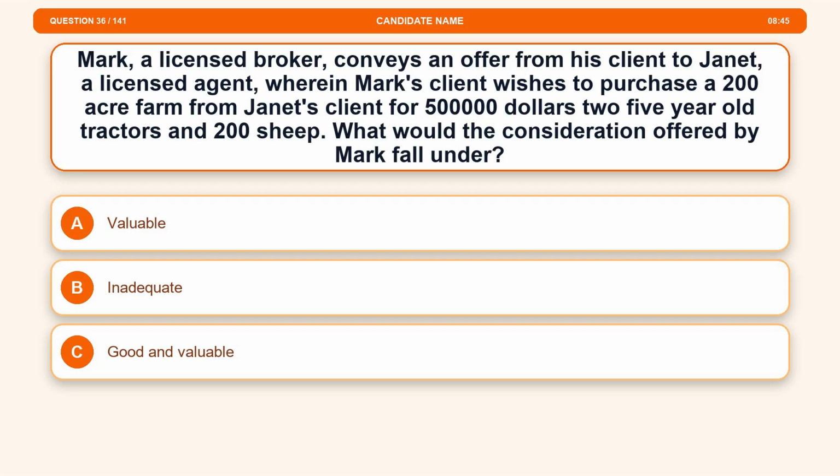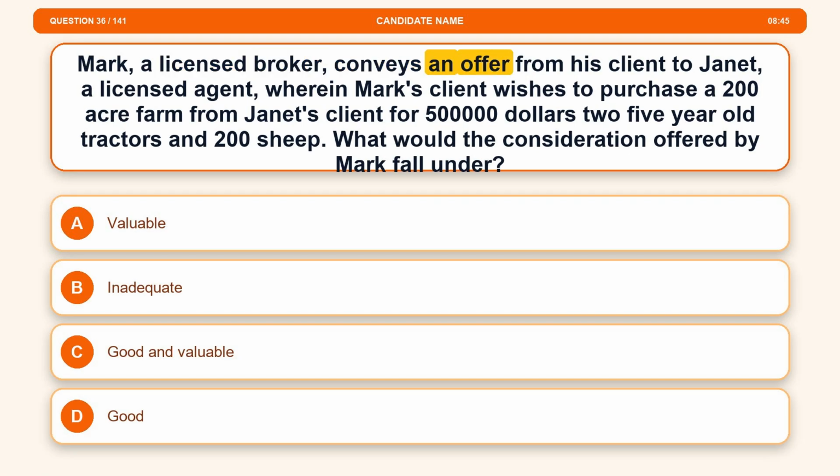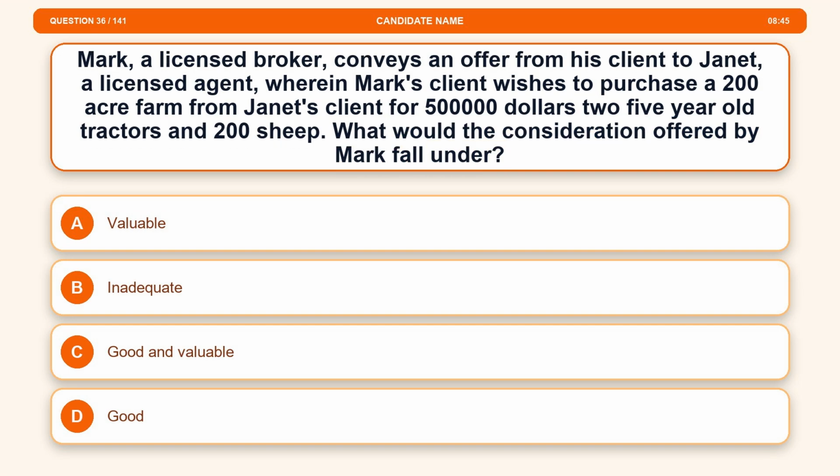Question 36. Mark, a licensed broker, conveys an offer from his client to Janet, a licensed agent, wherein Mark's client wishes to purchase a 200-acre farm from Janet's client for $500,000, 2 5-year-old tractors, and 200 sheep. What would the consideration offered by Mark fall under? Option A. Valuable. Option B. Inadequate. Option C. Good and valuable. Option D. Good.